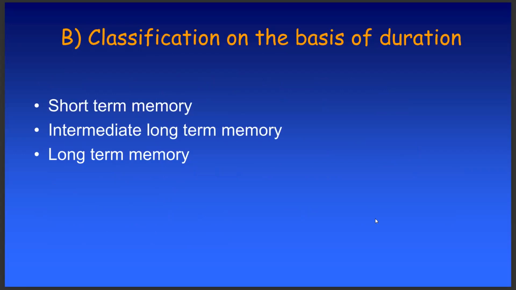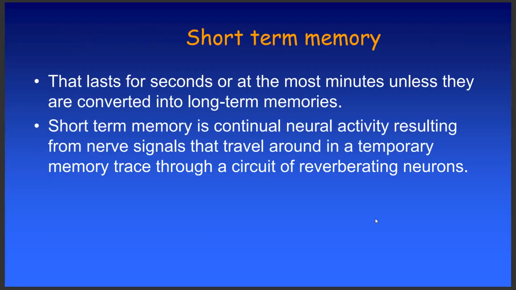Classification of memory on the basis of duration: short-term memory, intermediate long-term memory, and long-term memory. Now, what is short-term memory? Short-term memories last for seconds or at most minutes unless they are converted into long-term memories. So any event that happens and lasts some seconds or minutes, that storage of memory will be called short-term memory. Short-term memory is a continual neural activity resulting from nerve signals that travel around in a temporary memory trace through a circuit of reverberating neurons.